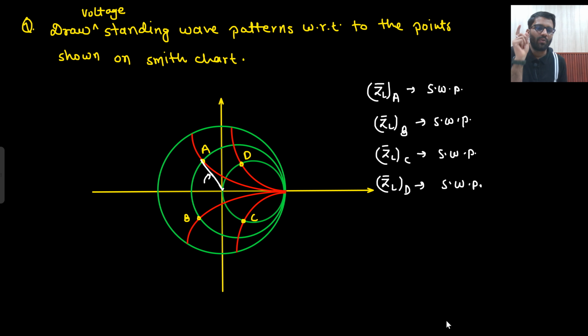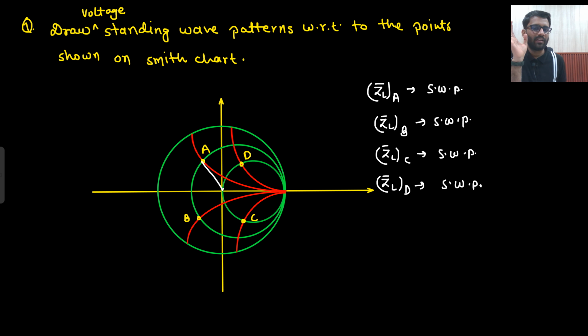This is your mod of gamma L. Now taking this as a radius, you will draw a circle. This will be your constant VSWR circle. Now from here to here you need to walk, so this point will be your Vmax point. Now how much do you need to walk? Certainly I need to walk for more than lambda by 8 distance. Are you able to understand the point?